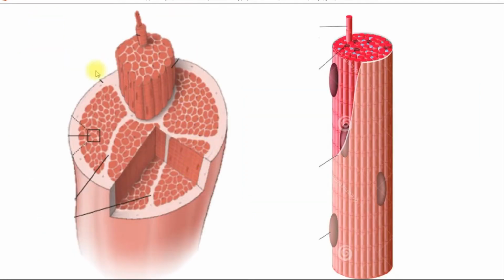So here we can see the structure of skeletal muscle, and the basic structural unit of skeletal muscle is the muscle fiber. Here we can see muscle fiber. Smooth muscles are composed of smooth myocytes, and skeletal muscles are composed of muscle fibers. Here we can see them. So let's look at the structure of muscle fiber and what it is.